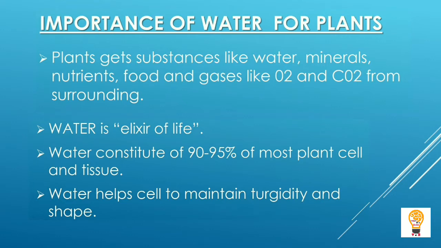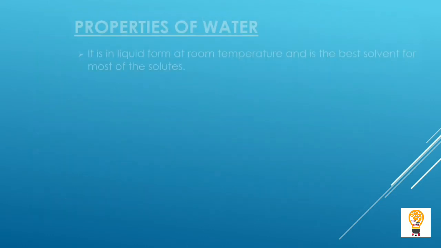Now what do you mean by turgidity? Turgidity means, for example, as we have discussed earlier, the cell in the root hair absorbs water and gets swollen. Then, by the process of osmosis or diffusion or imbibition, they transfer the water to another cell. This is called turgidity. Okay. Now next, that is the properties of water.